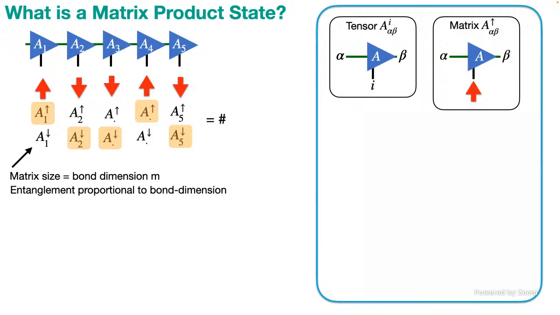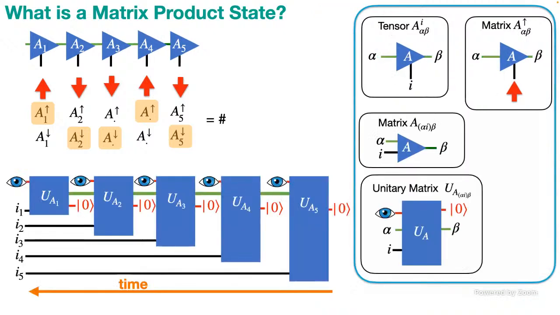This matrix size is called the bond dimension M, and its entanglement is proportional to the bond dimension. Okay, so now if I want to do the canonical thing, I would like to take my matrix product state and turn it into a quantum circuit. Not a measurement-based adaptive feedback quantum circuit, but a boring one. What I should do is the following.